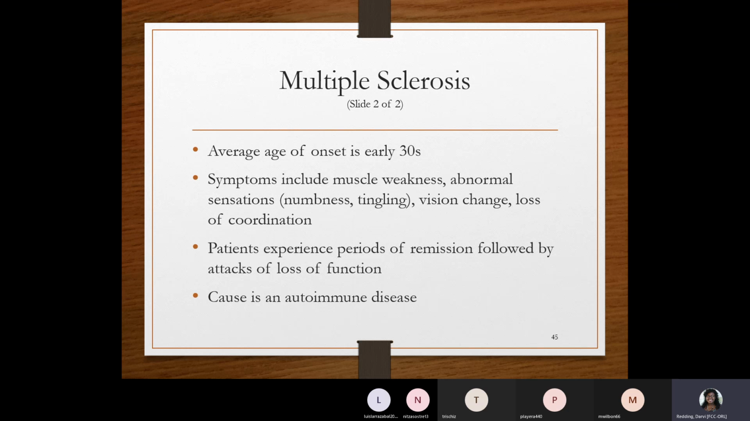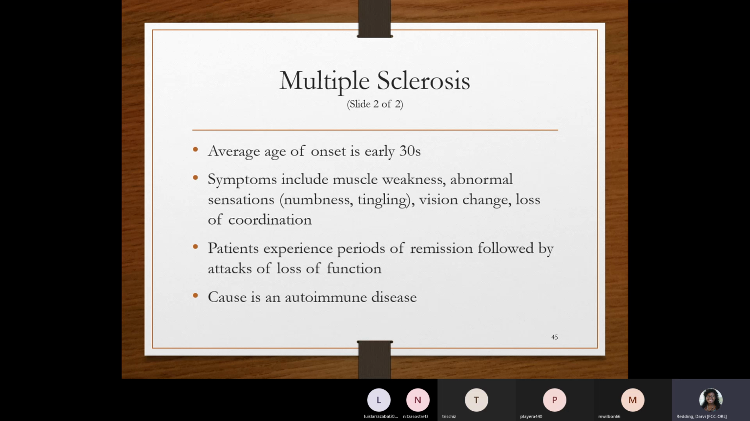And so, multiple sclerosis, the cause of it is an autoimmune disease. And with multiple sclerosis, you have different patterns. A person can have a primary progression of it, and so people who are diagnosed with that particular type of multiple sclerosis have slowly worsening neurological functions from the onset of the disease, and approximately 10% of people with multiple sclerosis have that pattern.